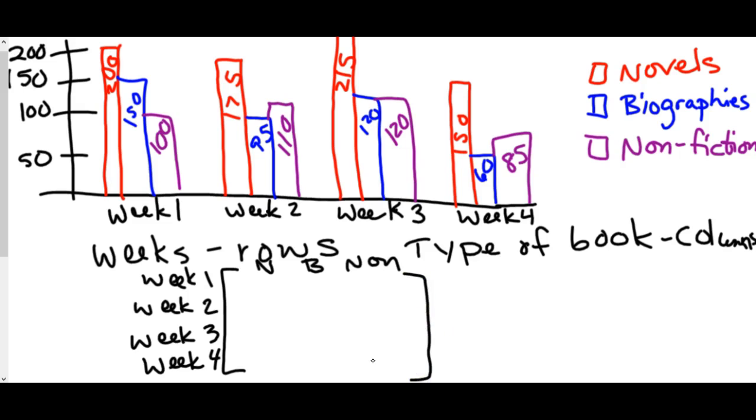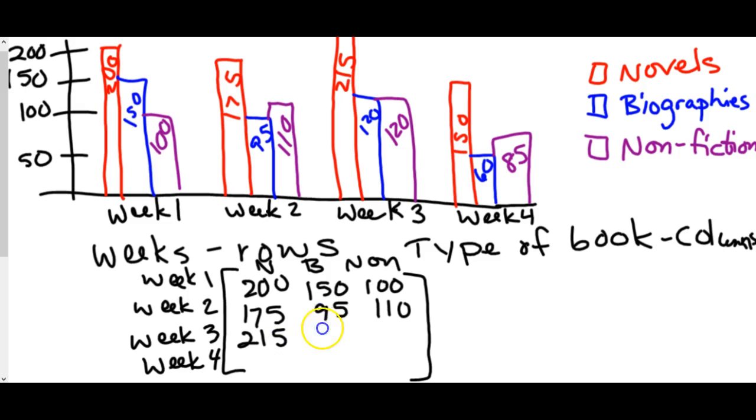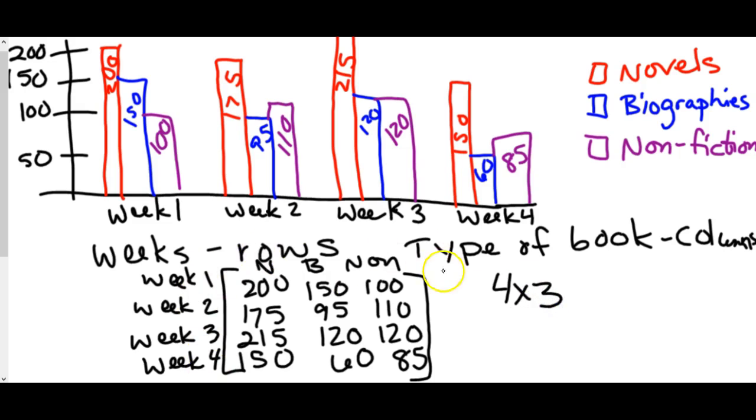And then we look at our data. Week 1, we had 200 novels, 150 biographies, 100 nonfiction. Week 2, we had 175 novels, 95 biographies, 110 nonfiction. Week 3, we had 215 novels, 120 biographies, 120 nonfiction. And week 4, we had 150, 60, and 85. So from this, I could ask you the matrix size, say 4x3, because we had 4 rows, 3 columns.